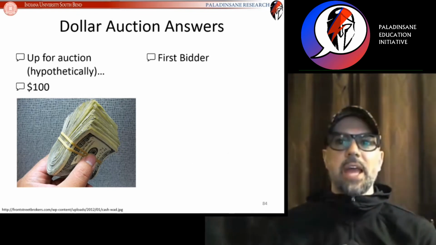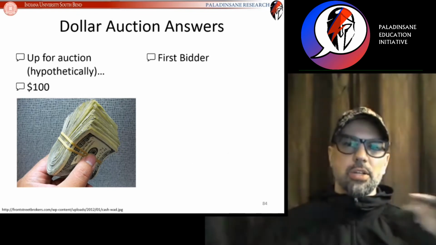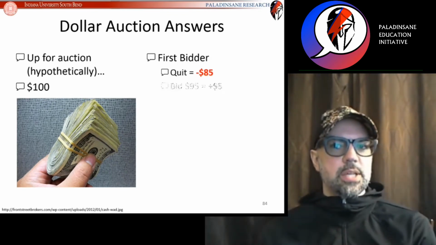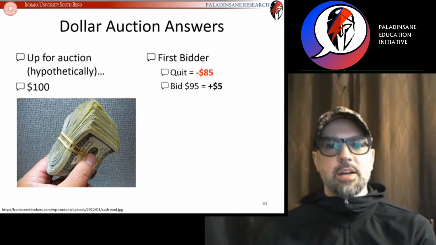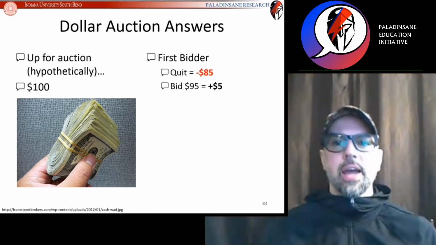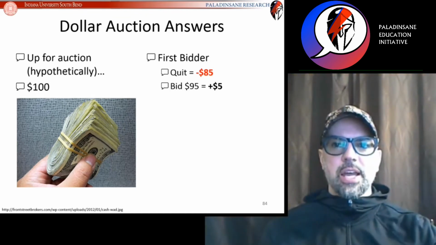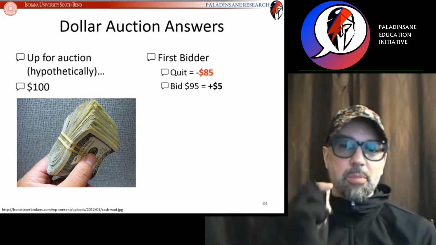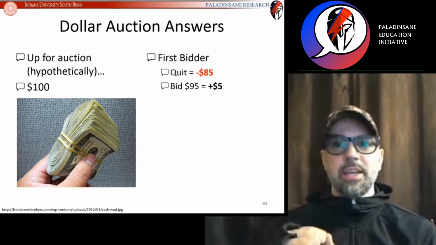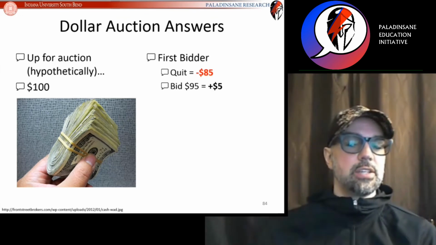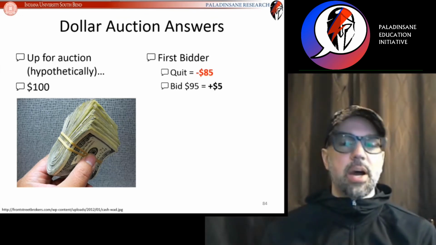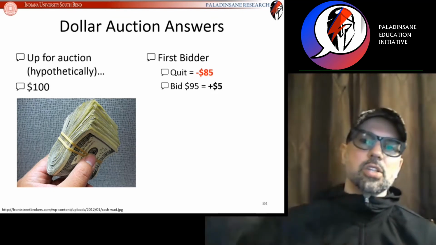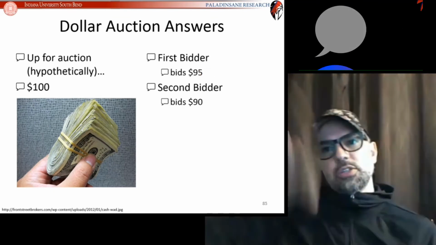So once again, they have that choice to make. Am I going to lose $85 because I'm going to quit now? Or do I come over the top once again and I bid $95? If I quit, I lose $85. If I bid $95 and win, I'm going to make $5. In the moment, once again, bidding is the rational decision. It leads to the highest monetary outcome, in this case, making $5. So the first bidder says, you know what, $95, let's do it.